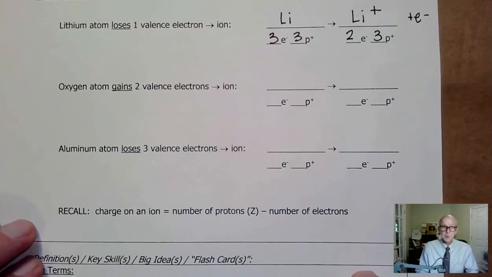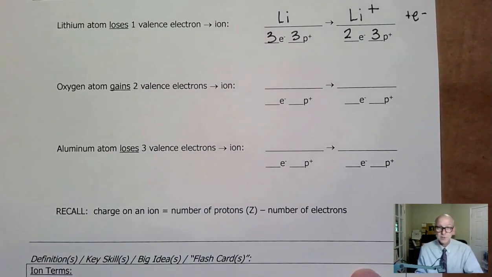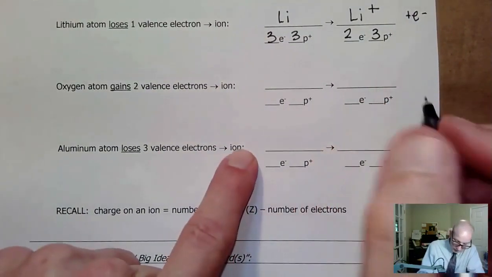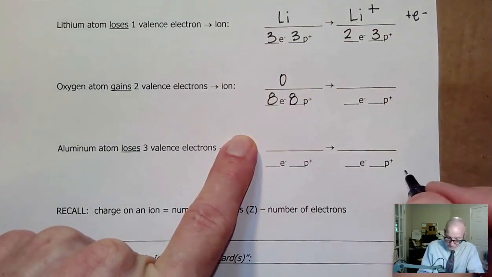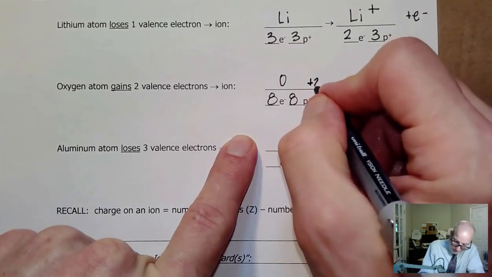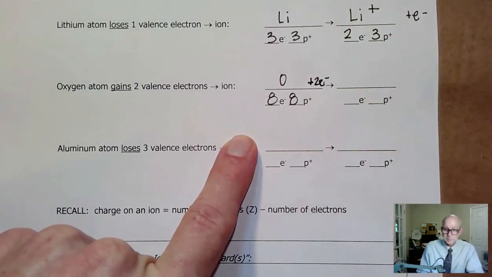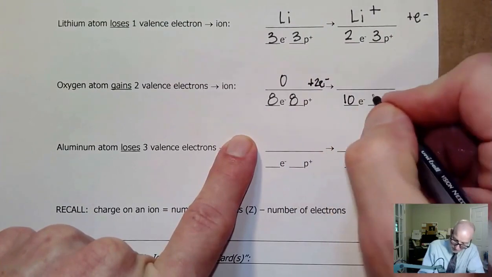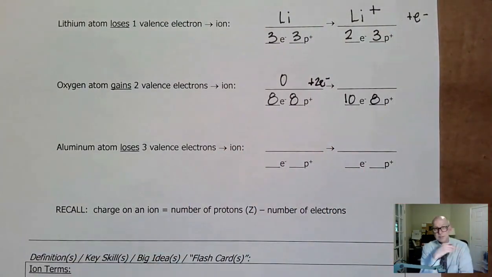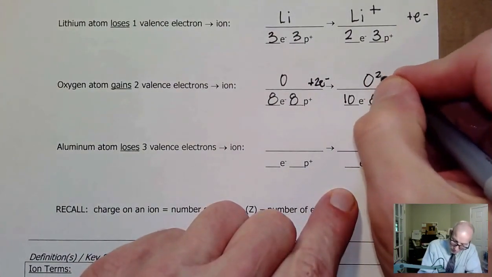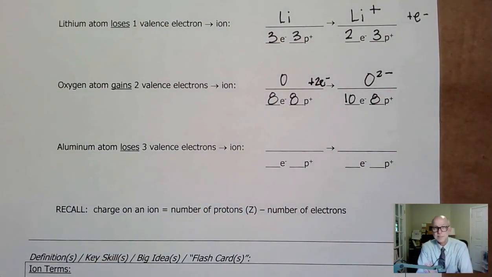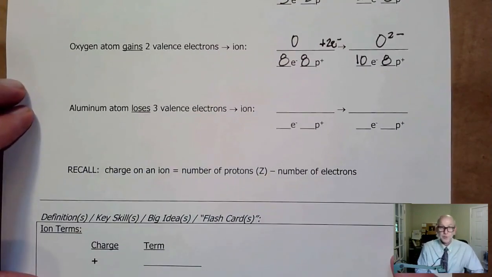Okay. Similarly, what about if oxygen gains 2 valence electrons? Well, oxygen is number 8. So there's oxygen, and I'm going to add 2 electrons to it. So now I've got 10 electrons and 8 protons, because it's still oxygen. What would I write for the symbol for that ion? Well, it's got 2 more electrons: O2 minus.